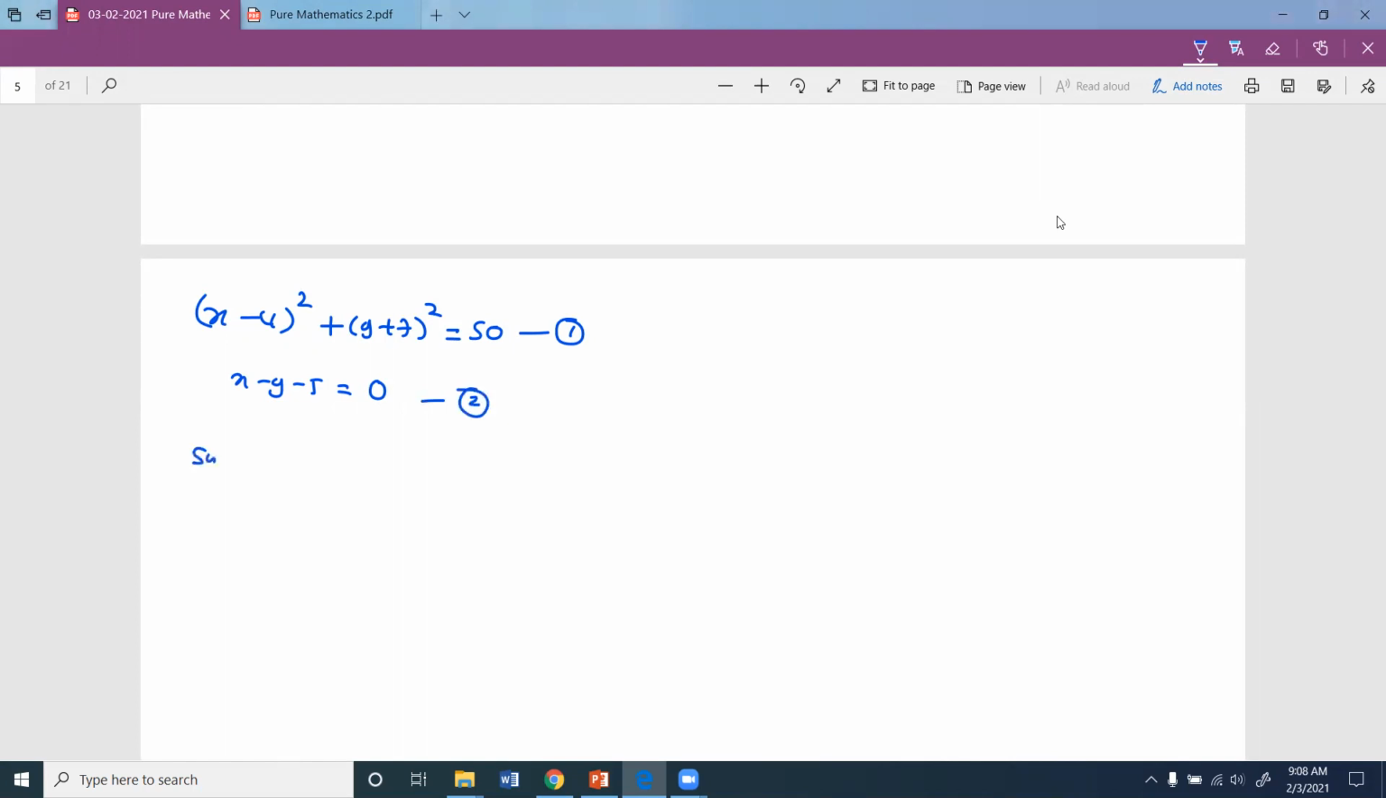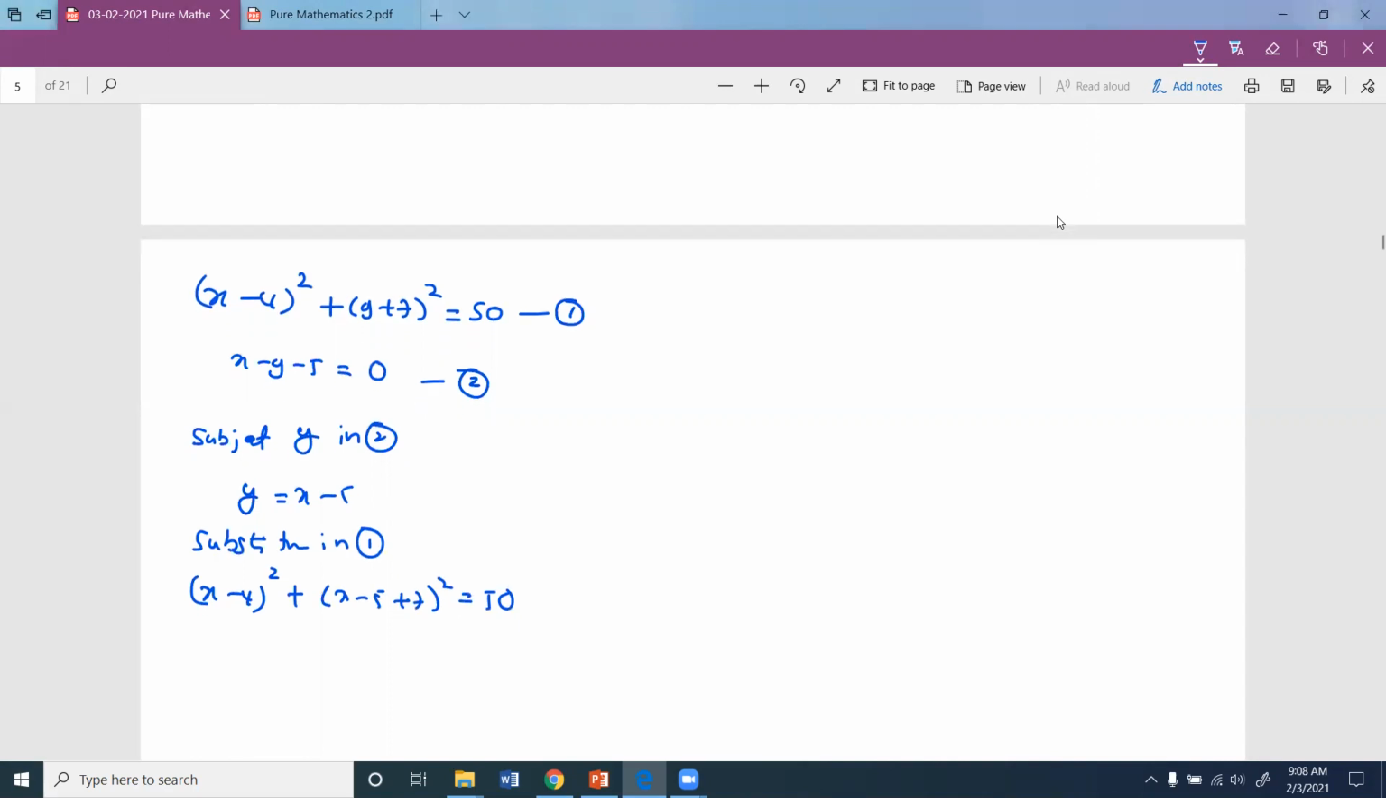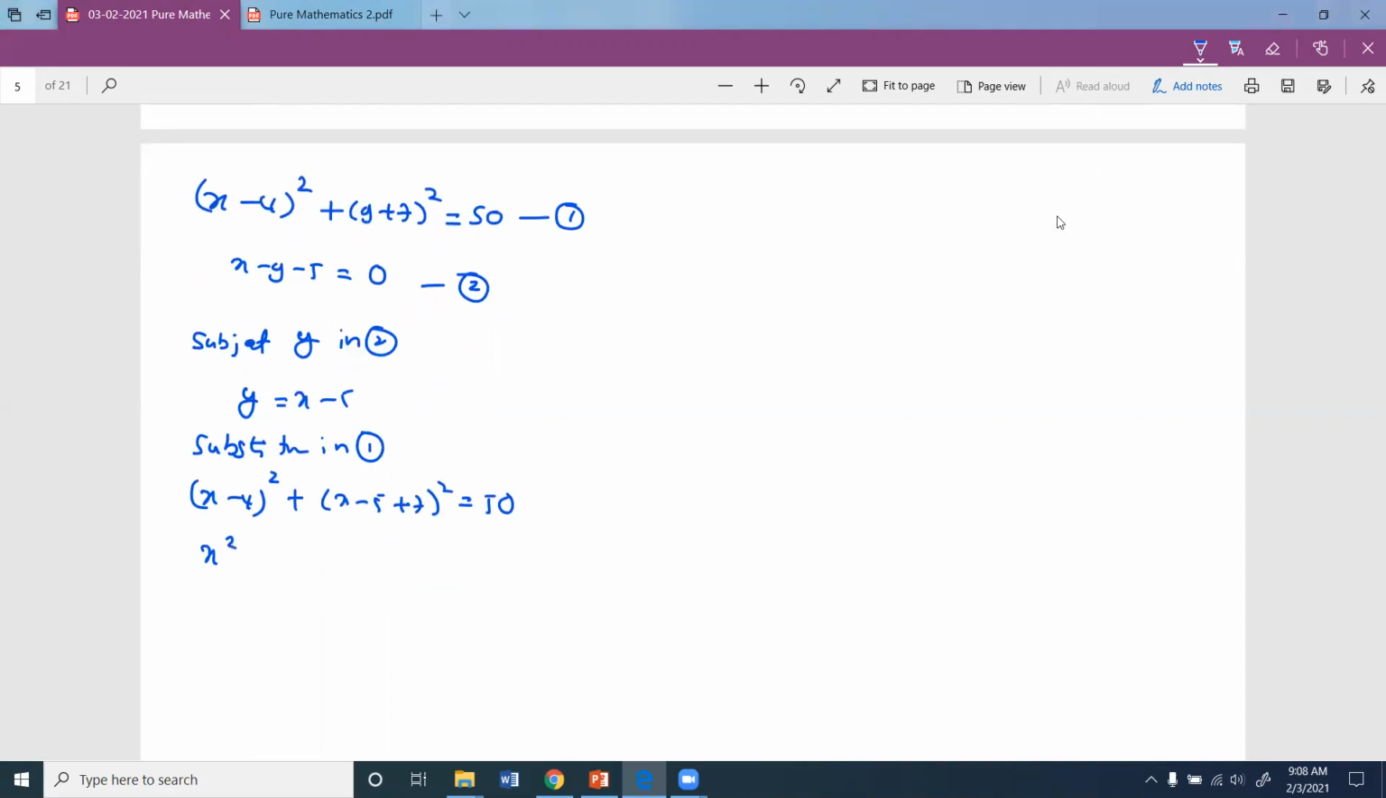Then I'll make y the subject in equation number 2. So I can say y = x - 5. Then you can substitute in equation number 1. So I can say (x - 4)² + (x - 5 + 7)² = 50. Then you have to expand it: x² - 8x + 16, plus x² + 4x + 4, minus 50 brought to the other side, and simplified.